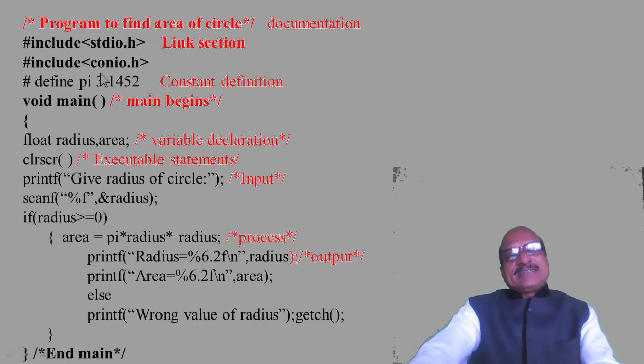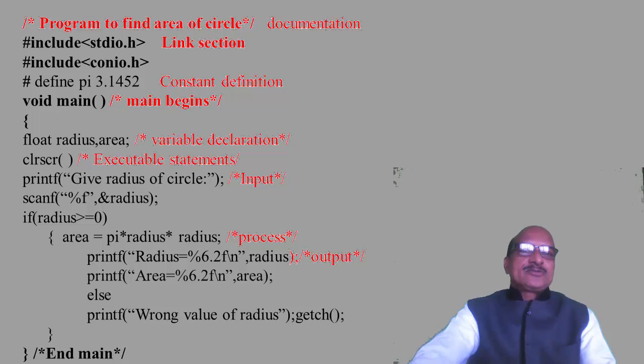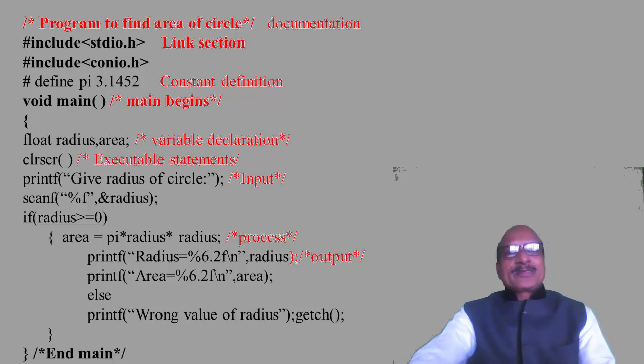Here I have written one complete program to find the area of a circle. In my previous video I explained the 5 important steps to consider when you want to write a program for any problem. In that video I discussed the algorithm, the flow chart, and finally the program. So this is a C language program written to find the area of a circle.